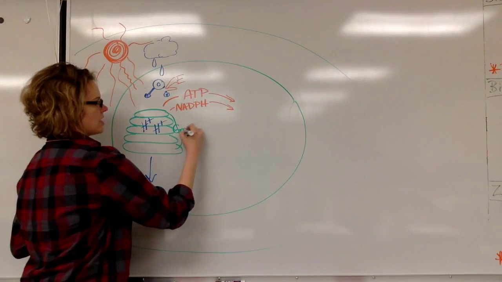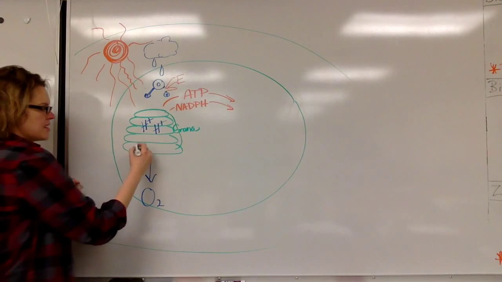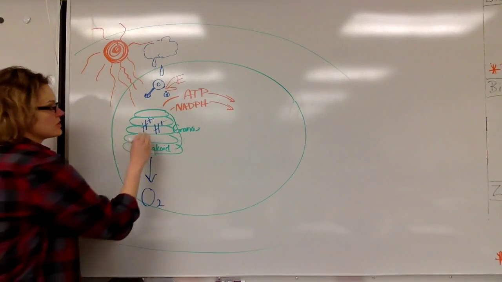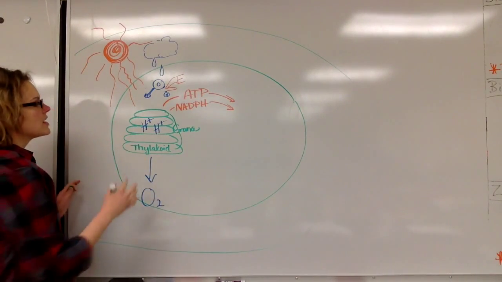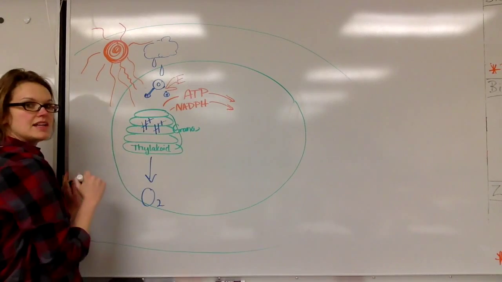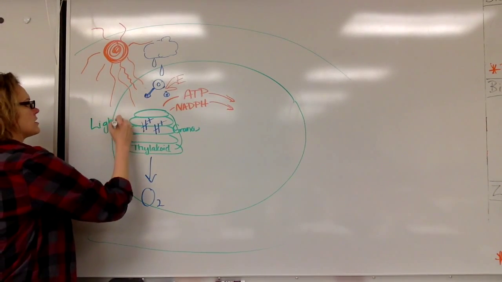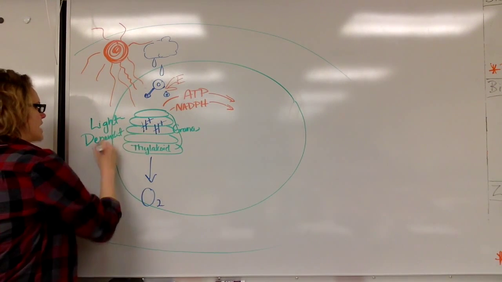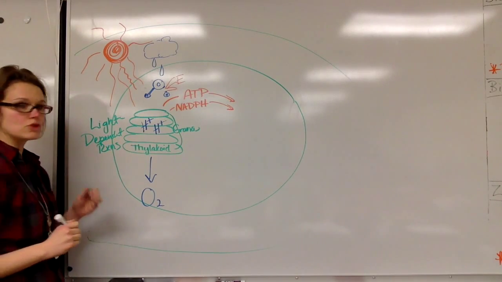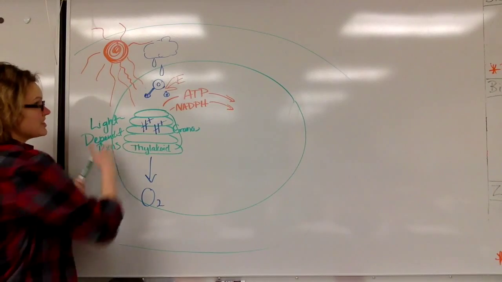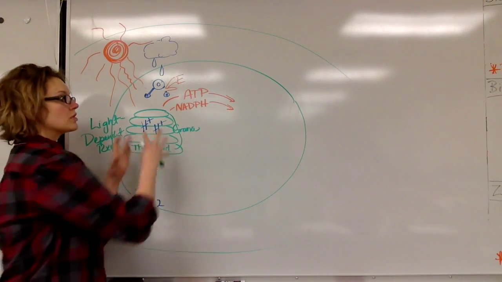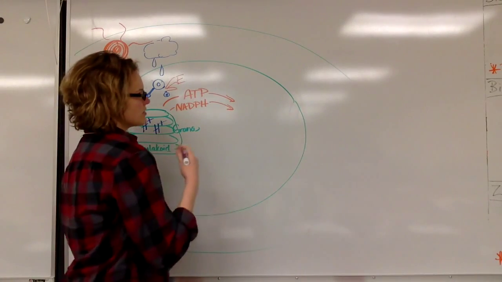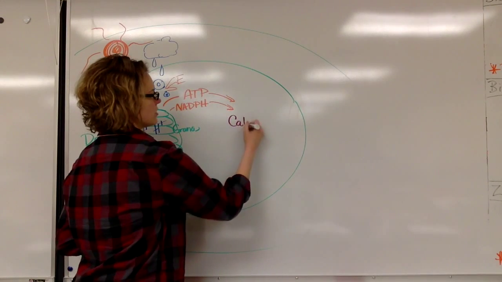Just an FYI, this is all taking place in this lovely stack here. This is called the grana. And the grana is made up of many thylakoids. Each one of those little pancakes or discs is called a thylakoid. Now this process in its entirety is called the light-dependent reactions. So the light-dependent reactions are going to use light as their energy to get more energy. And then we are going to come over to our next cycle, which is called the Calvin cycle.